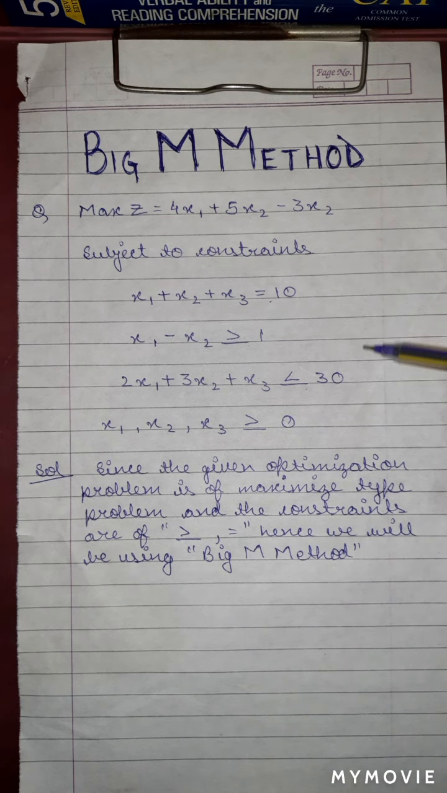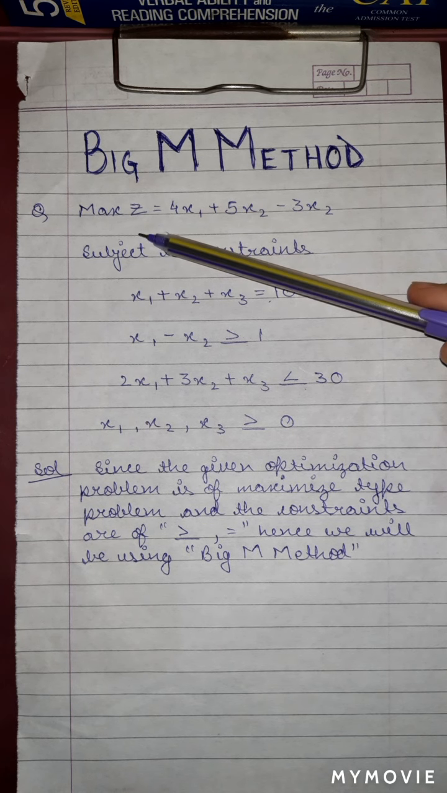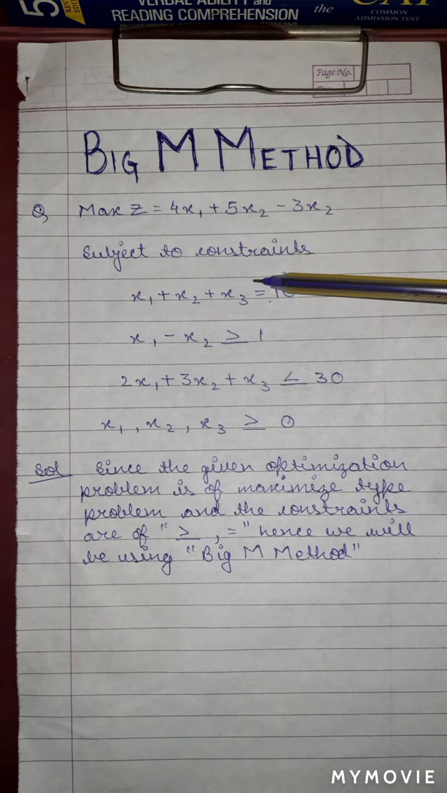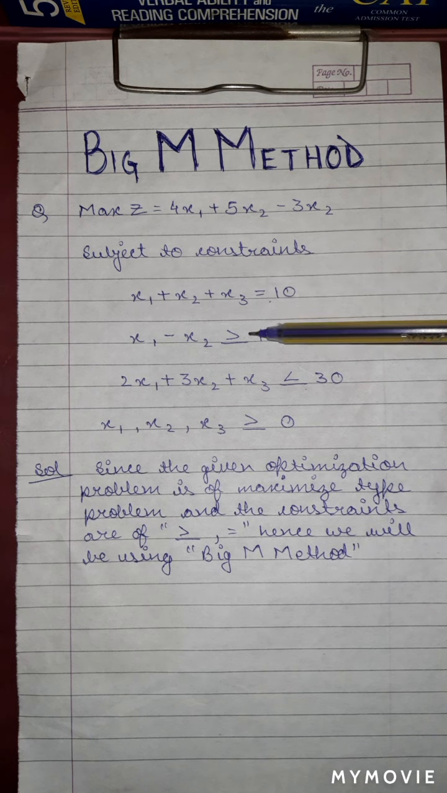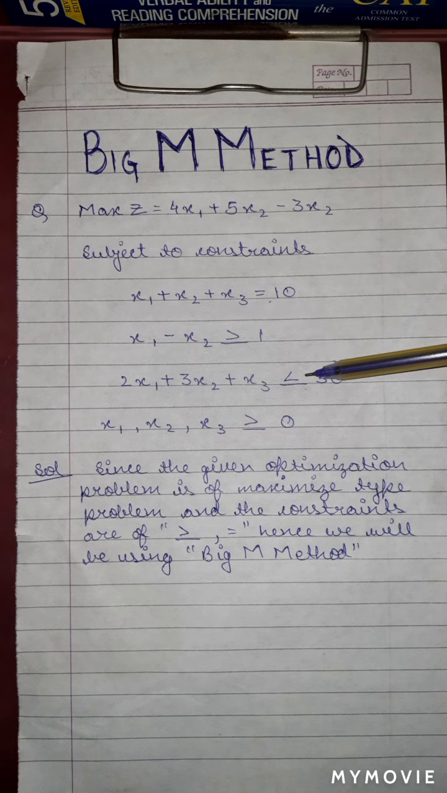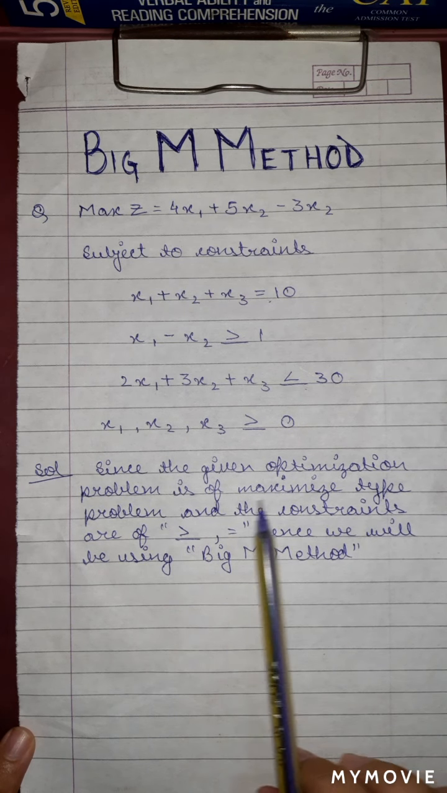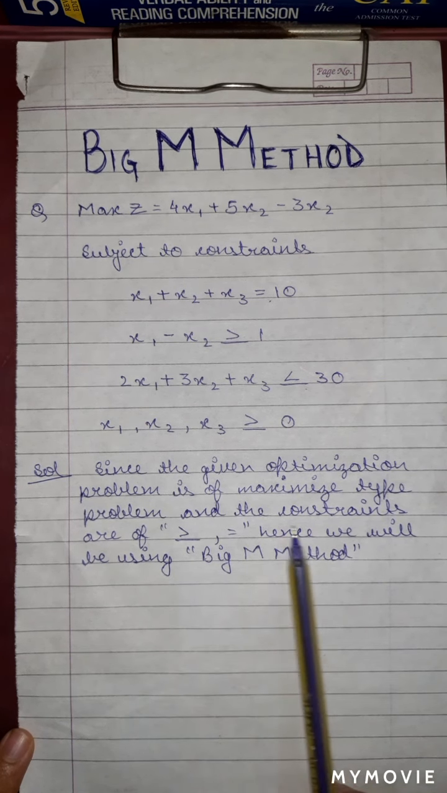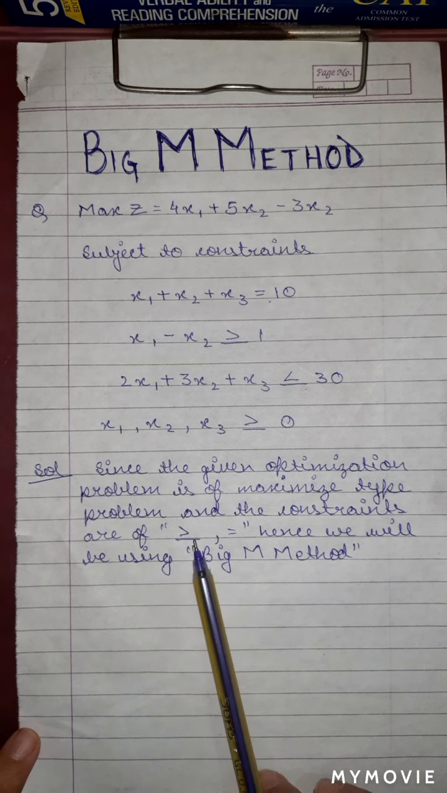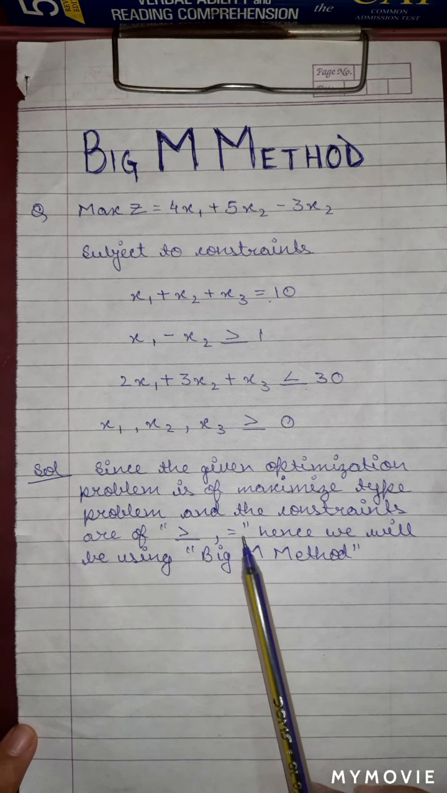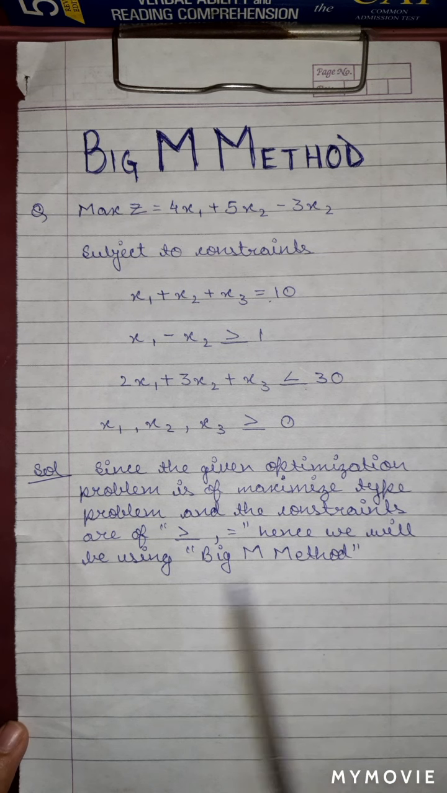So here is the question on big M method. We are having a maximizing optimized problem and the subject to constraints are having equal to, less than equal to, greater than equal to and less than equal to sign. So we will be writing a statement. Since the given optimization problem is of maximized type problem and the constraints are of greater than equal to type, hence we will be using big M method.